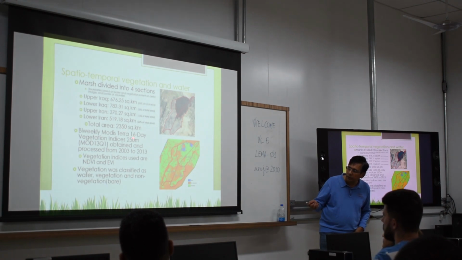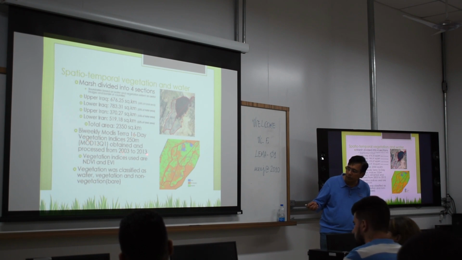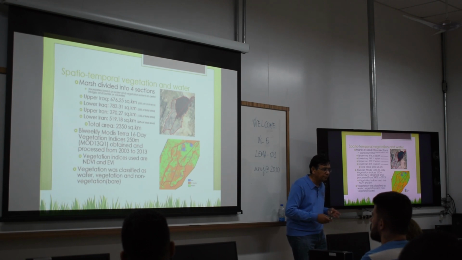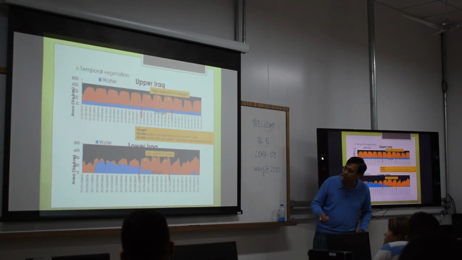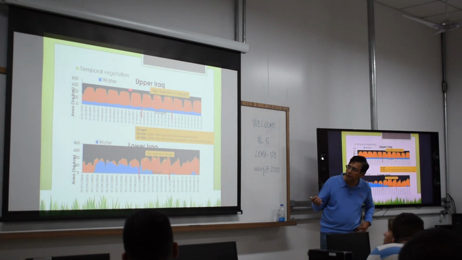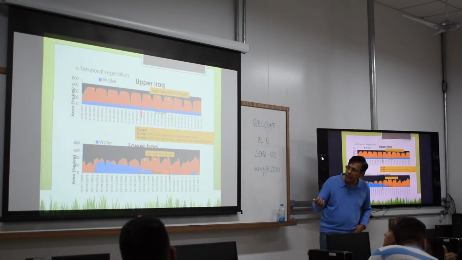And we used the 250 meter 16-day composite MODIS imagery from 2003 to 2013 to analyze how much water, how much vegetation, how much is the background for the time period. Okay. So this gives you an idea for the upper quadrant, where is the land, where is the water.